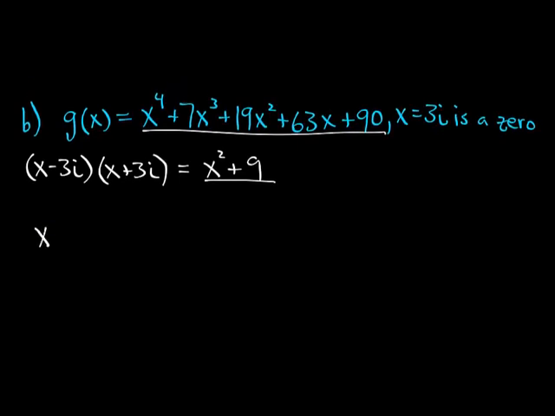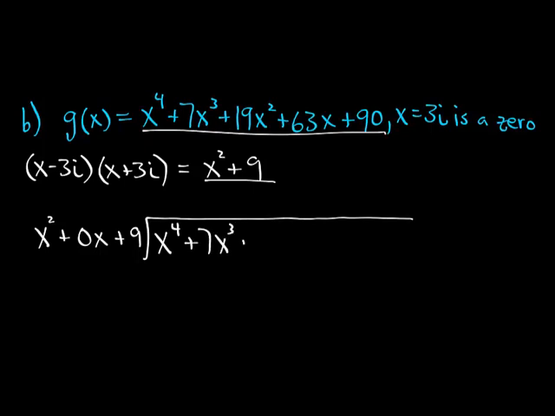We've got x squared plus 0x plus 9. I put the 0x just as a placeholder, so to keep everything lined up as I go through. So I got x to the fourth plus 7x cubed plus 19x squared. So this is a big one here.